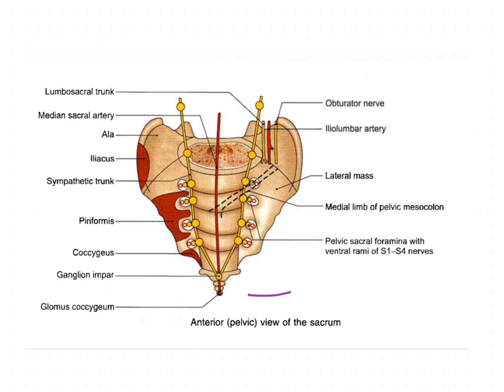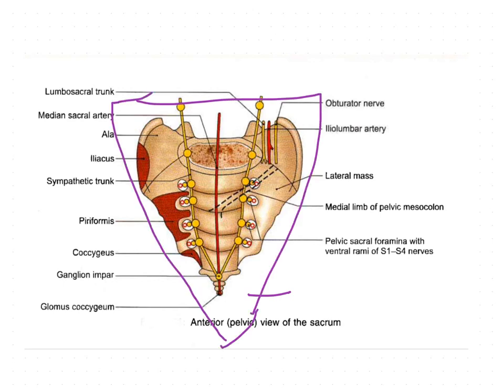Sacrum is a large triangular bone. You can see here it is a large triangular bone formed by fusion of 5 sacral vertebrae, 1, 2, 3, 4 and 5. It lies obliquely at the upper and posterior part of the pelvic cavity between two hip bones.